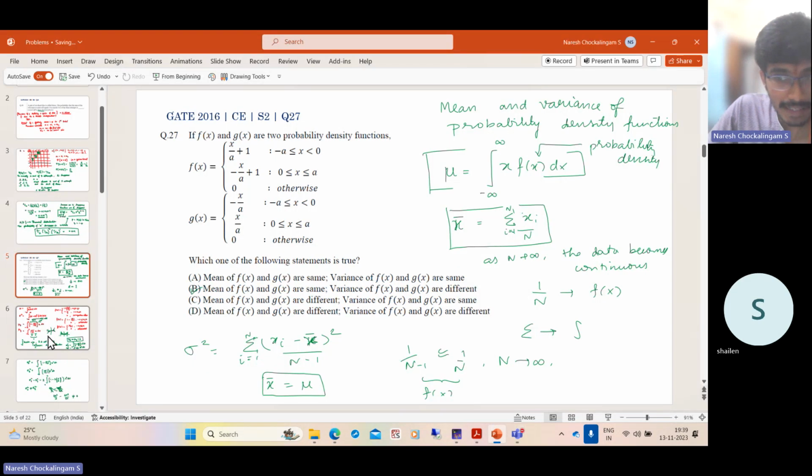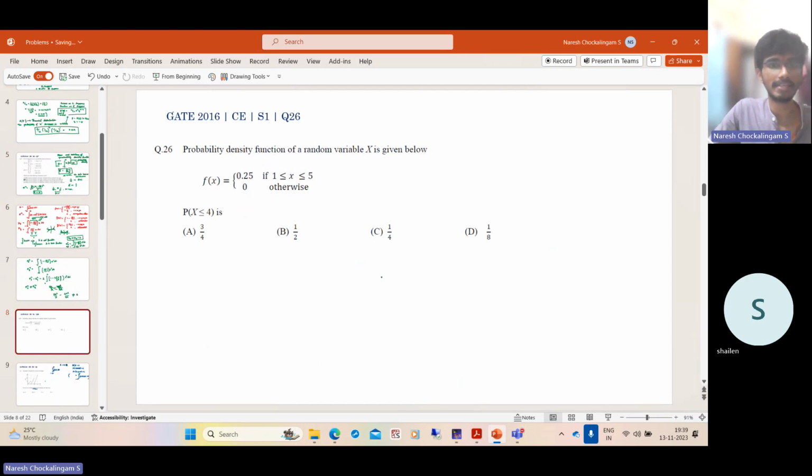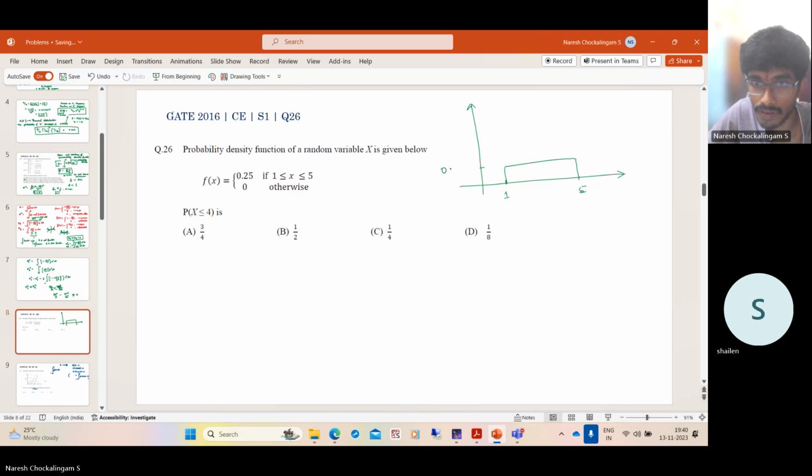So coming to the next question, the probability density function of a random variable x is given as a constant between 1 to 5 and it is 0 everywhere else. So let us look at that problem. You can sketch the probability density function. So it is something like this. From 1 to 5, it has a value of 0.25. This is f of x. This is x.